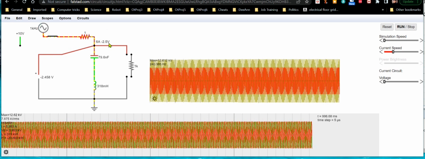So again, the RMS value is going to be considerably less than that. It really should be about 7 volts, 70% of peak.